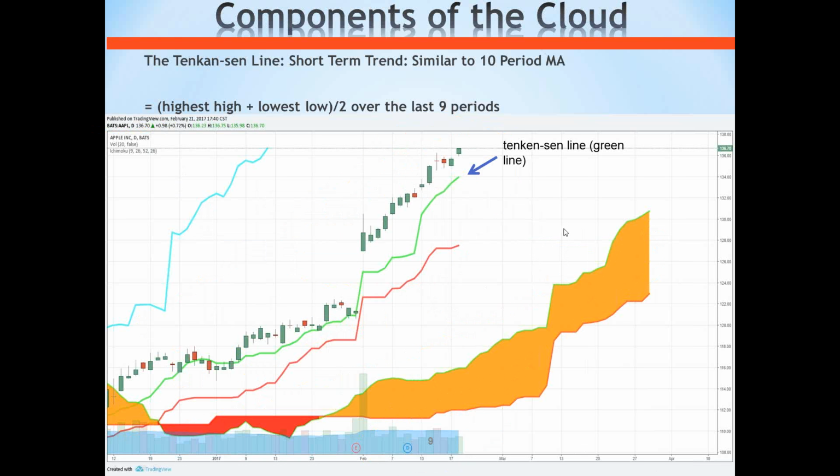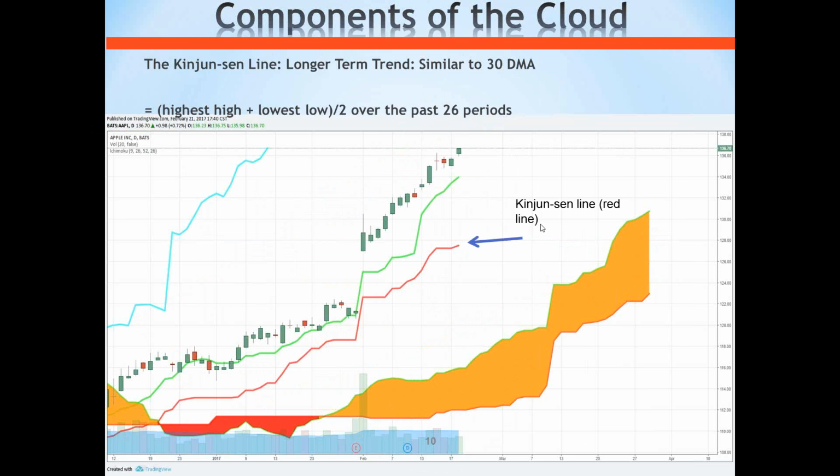So the second component of the cloud is called the Kijun-san line. It's the red line that you see here on the chart, and it's essentially our second level of support while we're above the cloud here. The Kijun-san line is a longer-term trend line. It looks at more bars worth of data. It's the highest high and lowest low divided by 2 over the past 26 bars plotted under the current bar. Again, this is a level that I can use for support for whatever purposes I need that support level for, either to add to a position, to stop myself out of a trade, or to enter a new long if I'm waiting for a pullback.